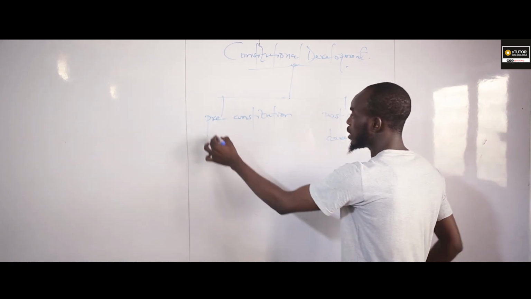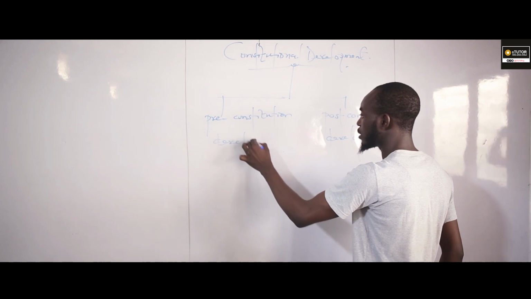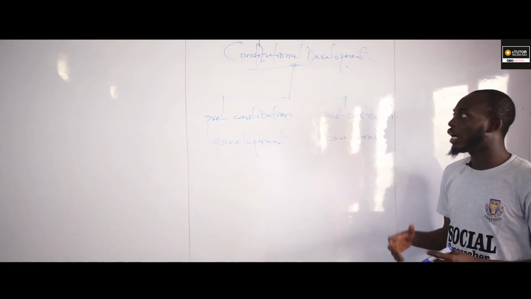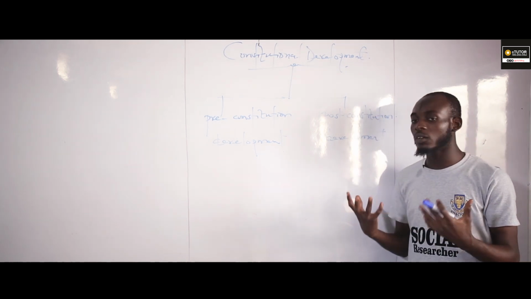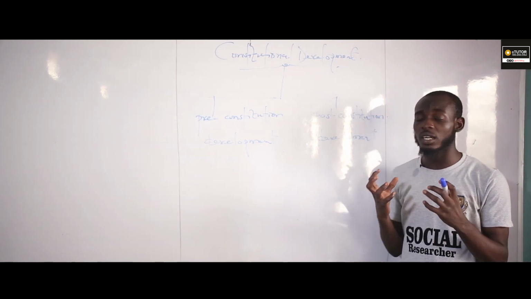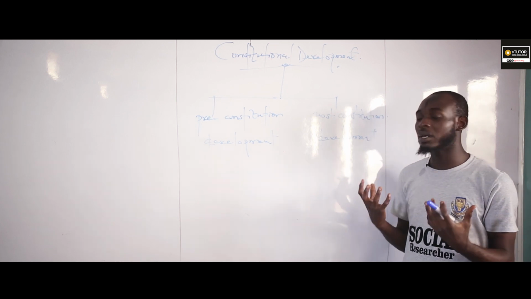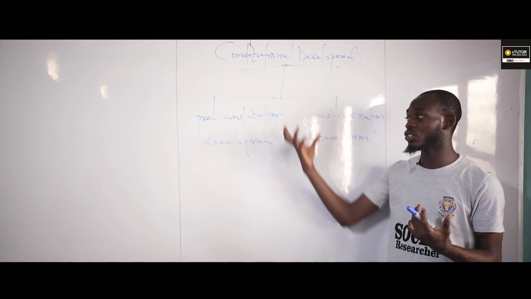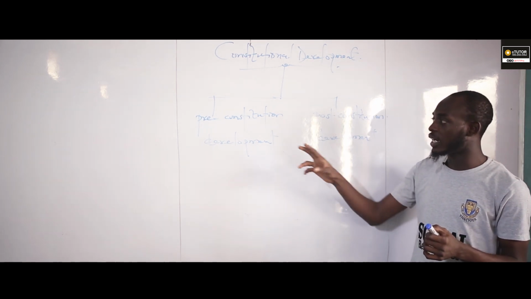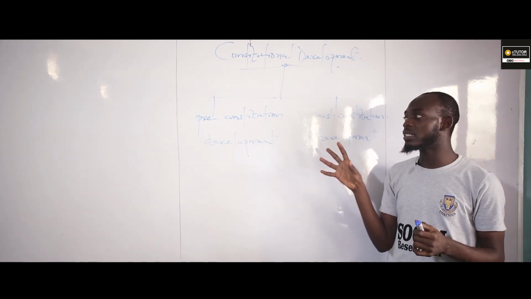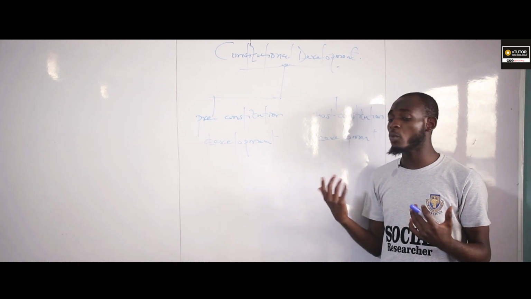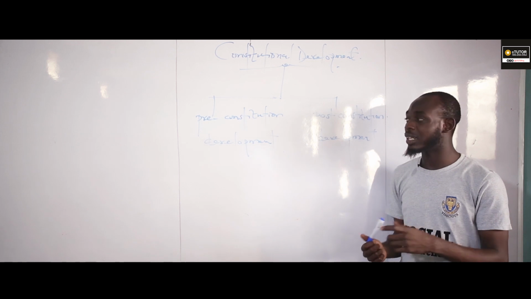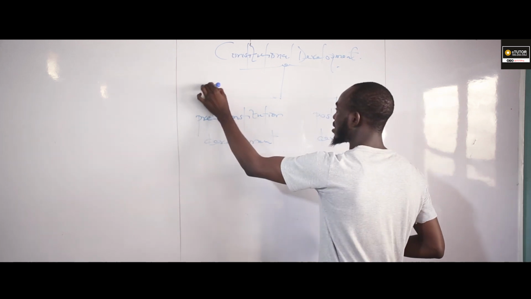Now the first one is pre-constitutional development and post-constitutional development. Under government, there are a lot of things we need to understand. One of the basic topics that often comes out whenever we have WAEC or JAMB is constitutional development. Pre-constitutional developments are the constitutions we have before we got our independence in 1960.